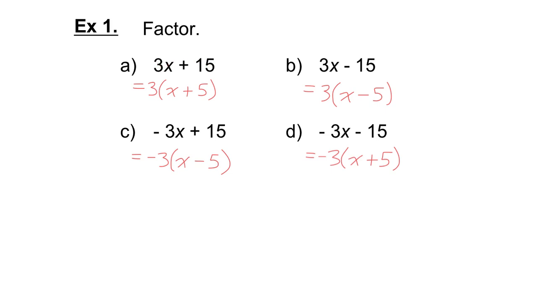3x plus 15, the greatest common factor is 3. I have to multiply that by x plus 5. For the next one, the greatest common factor is 3. I multiply that by x minus 5.